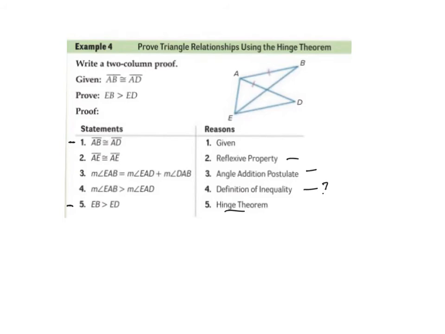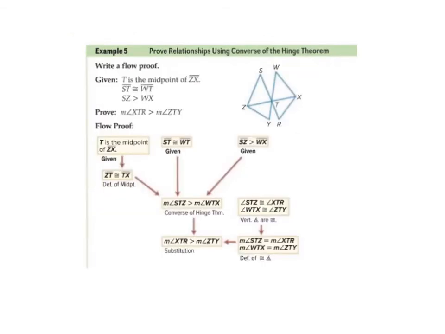This one, maybe you could get away with not doing at all. And then this time in example 5, instead of doing it in a column proof, we're doing a flow proof. But basically it's the same thing. This line is what you've been given. We've got the definition of a midpoint, because wherever T is, that's the midpoint all the way through the segments, especially from Z and X. We've got the hinge theorem again, and then the definition of congruent angles.